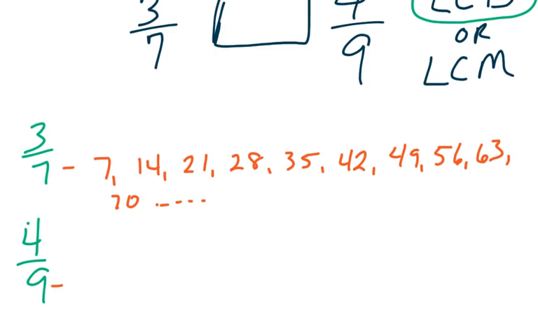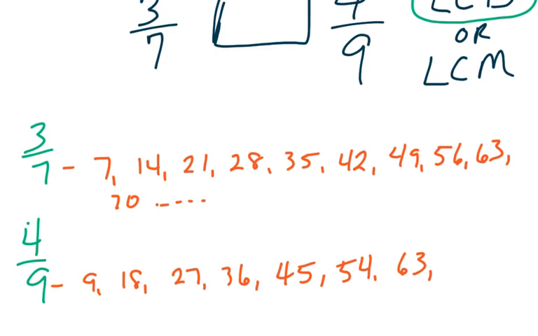Now we want to list the multiples of 9. We have 9, 18, 27, 35, oh, not 35, 36, 45, 54, 63, 72, 81, on and on. We can continue listing multiples of 9.